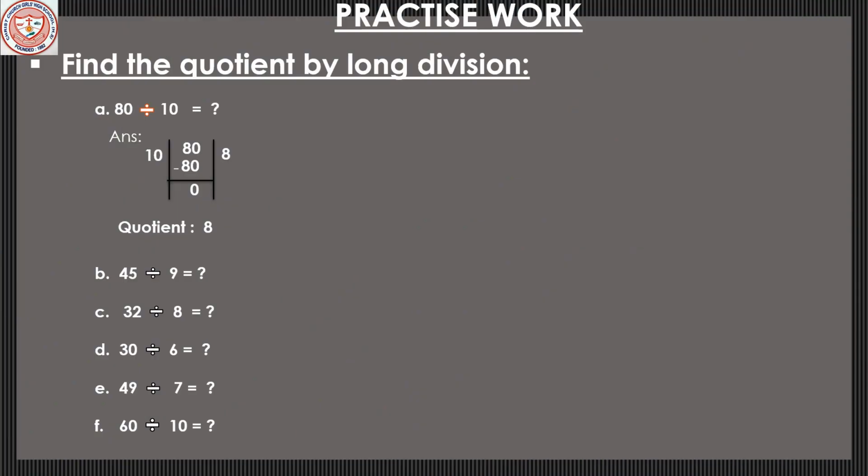Next, number 2. Divide. Find the quotient by long division. Here also 1 is done for you. Look. 80 divided by 10. How will you do this?